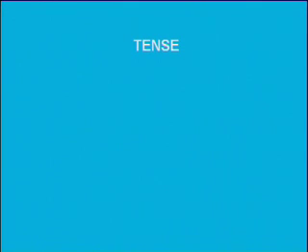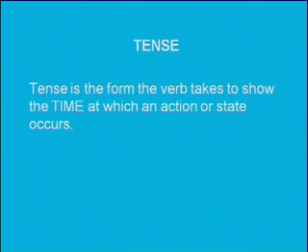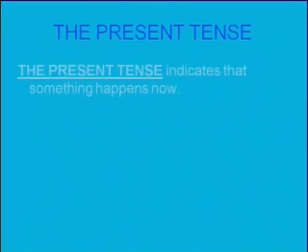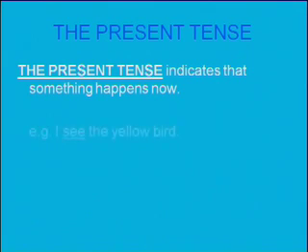Let us define tense for you. Tense is the form the verb takes to show the time at which an action or state occurs. And our first tense is the present tense. So the first thing that the present tense does is it indicates that something happens now. Example: I see the yellow bird.